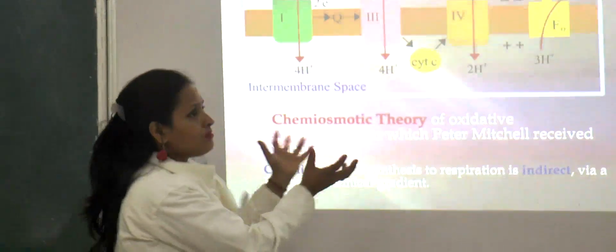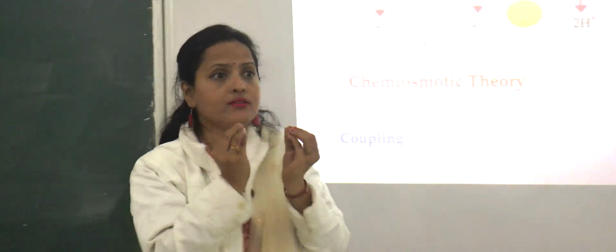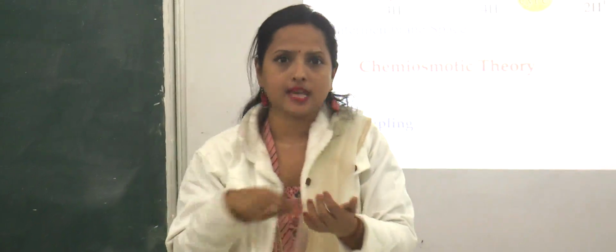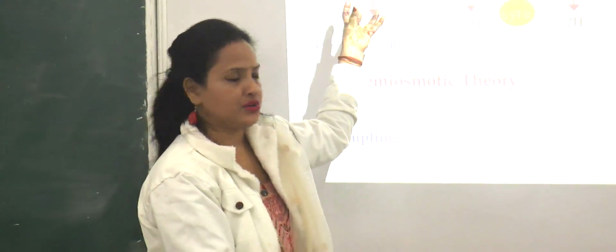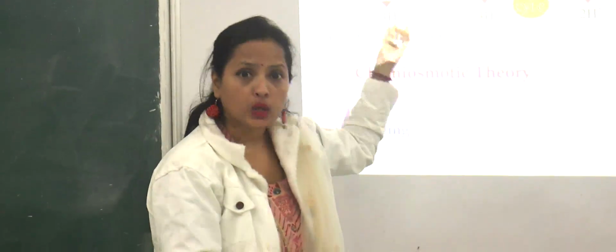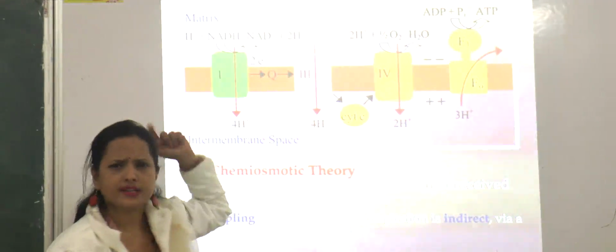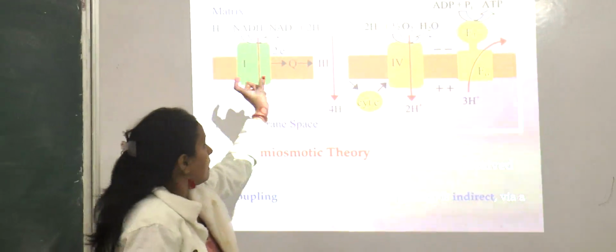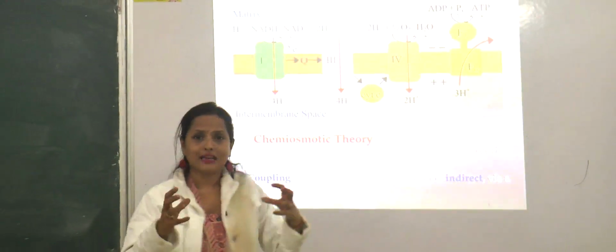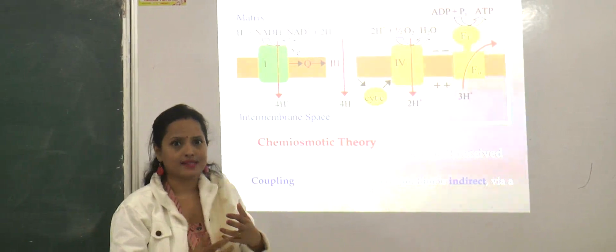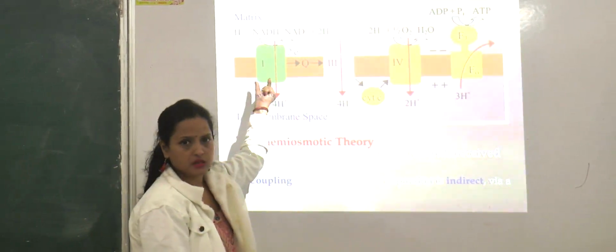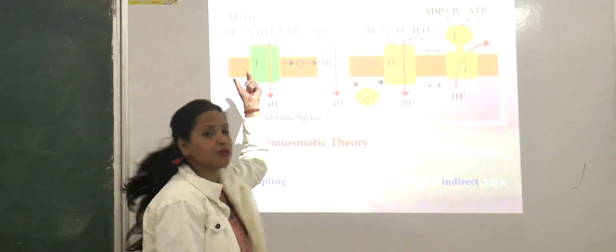Whatever is synthesized in the Krebs cycle, that is NADH, FADH2, as I told you, all will come to the inner mitochondrial membrane, and they will donate their electrons to this complex 1. What is complex 1? These complexes are multi-subunit complexes which are made up of many proteins. Each complex has many proteins.